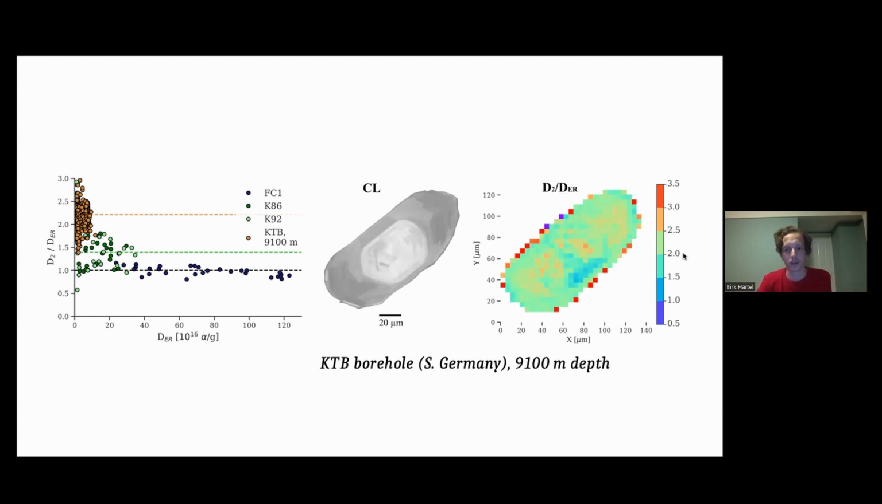We get values of about 1.5 to 3 there, although upon accumulation only, we would only expect a value of 1. We can compare it in this plot, for example, with FC1 zircon, which has not been annealed at all during its thermal history. This one shows the expected ratio of 1, but this KTB zircon in orange gives a much higher value, which indicates annealing. And as I said, we know the zircon spent lots of time deep down in a borehole, so we can confirm this by a Raman measurement.